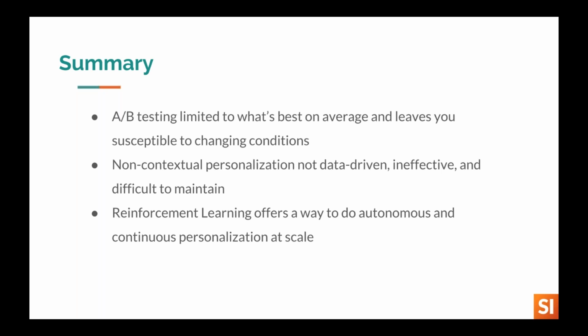Second, non-contextual personalization. This is, again, taking that data from your CRM or your DMP and making assumptions about showing different classes of folks different things based on that gut feeling, can be really ineffective, sometimes creepy even, and also difficult to maintain, particularly for companies that operate at massive scale. And third point is that reinforcement learning does offer a way to do both autonomous and continuous personalization at scale.